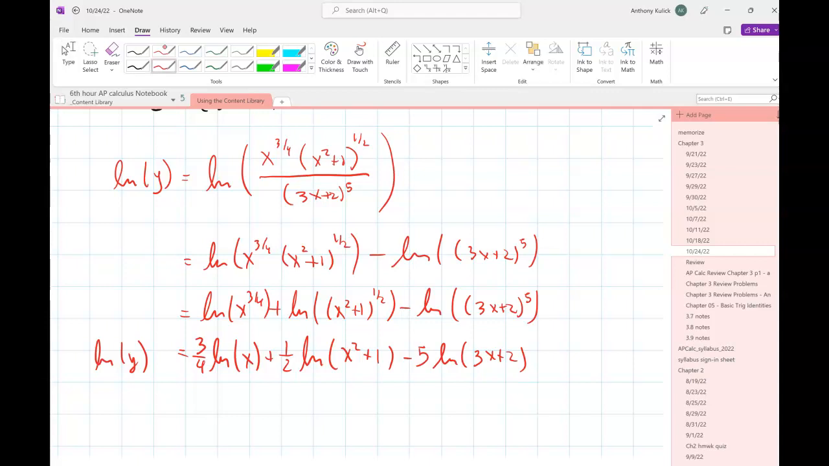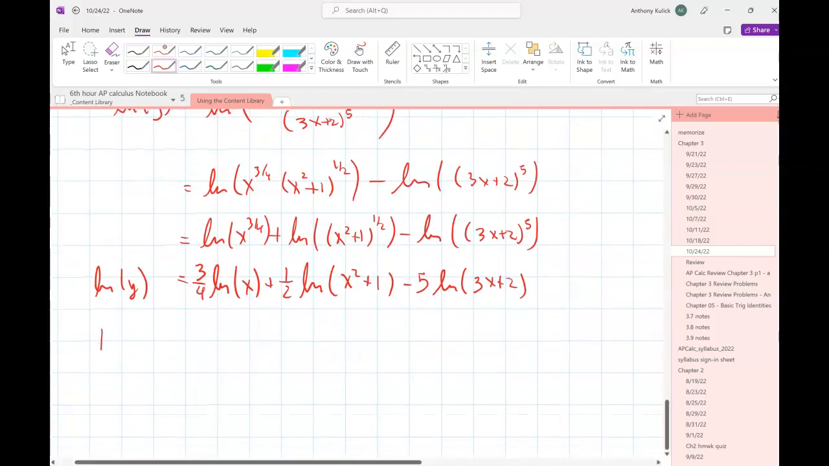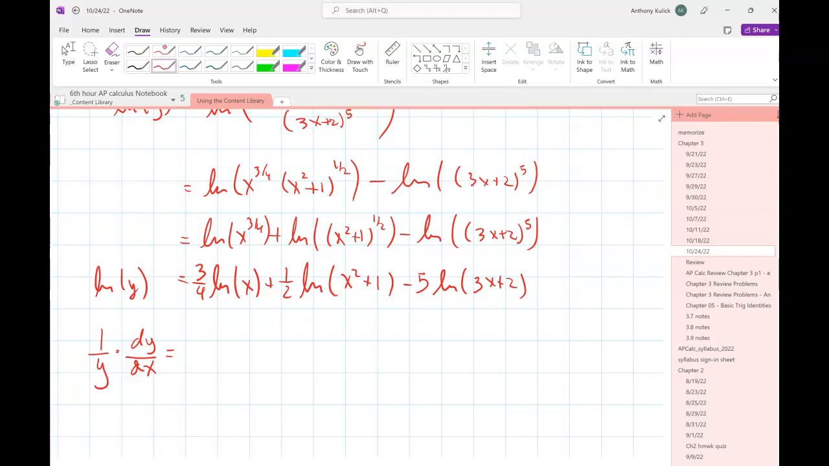What do I get when I take the derivative of natural log of y? 1 over y dy dx. Remember, this is like an implicit differentiation situation. Since the derivative is with respect to x, if I'm differentiating a variable other than x, it creates one of these differential terms. Okay, and then if I take the derivative of 3/4 natural log of x, I can pull the 3/4 out. And then the derivative of natural log of x is just 1 over x.